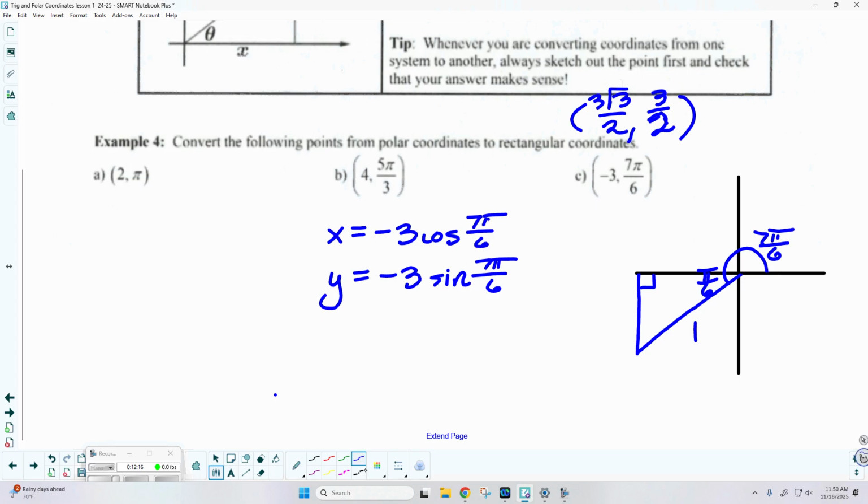So I'm drawing a triangle in quadrant 3. Okay, there's 7 pi over 6. Pi over 6 is 30 degrees.